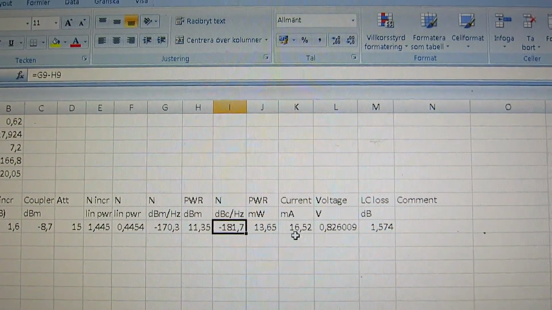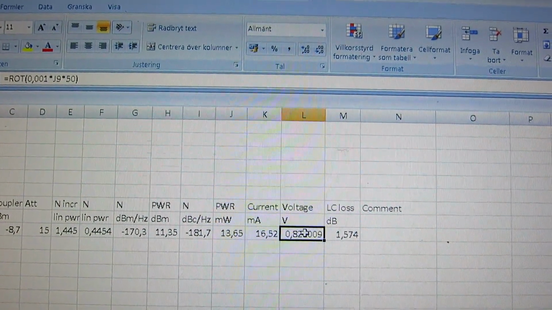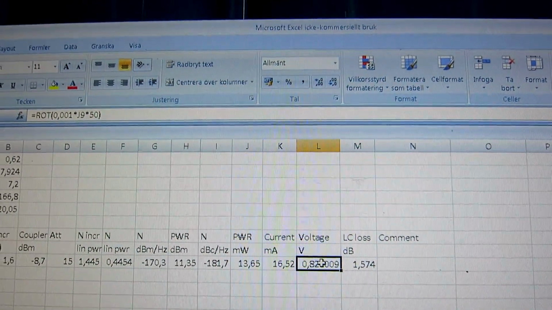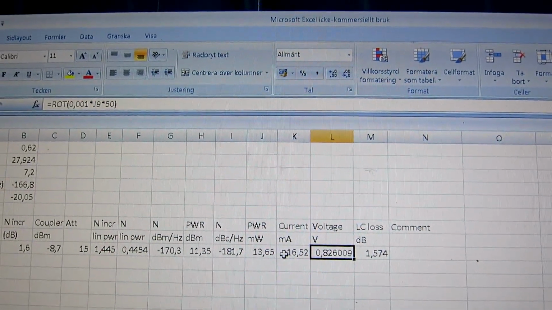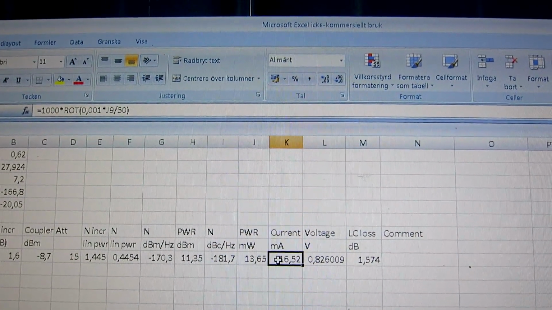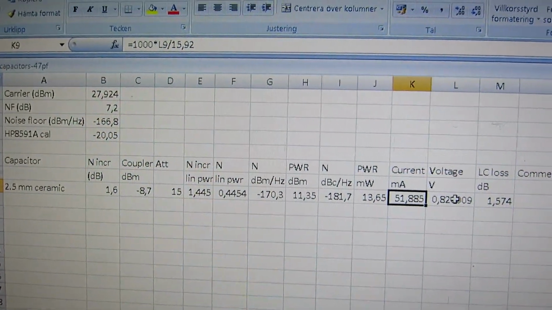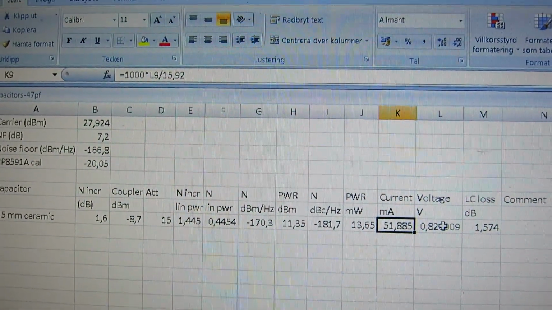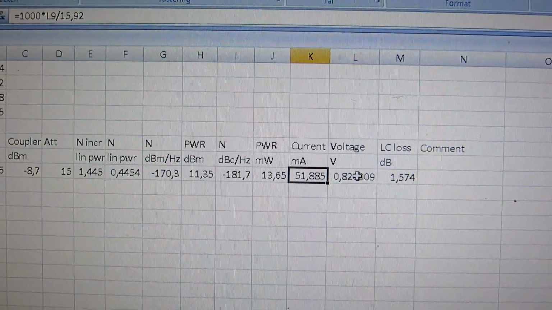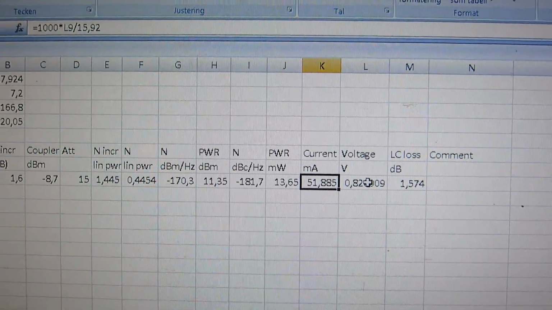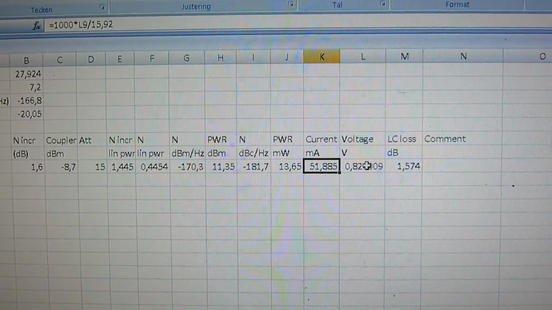And then I can measure the voltage. I know that the load is 50 ohms, so I can compute the voltage across the capacitor like this. And from the voltage I can compute the current. But I have to change that formula. The impedance of 1 nanofarad at 10 megahertz is 15.9 ohms. So the current has to be about 52 milliamps at this point where the noise is a little bit increased.